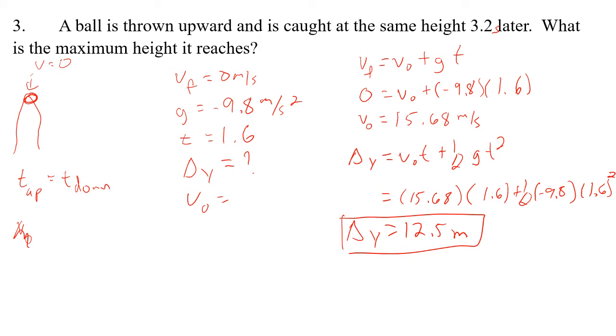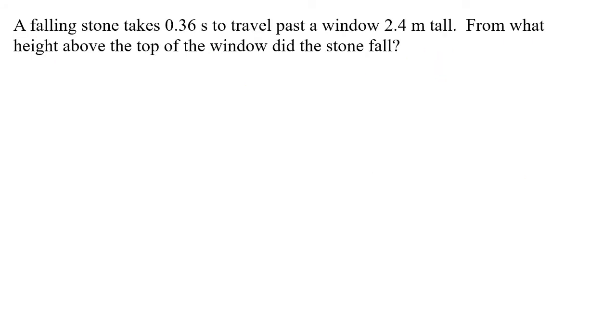All right. Last problem we'll do together here. Number 4. A falling stone takes 0.36 seconds to travel past a window that's 2.4 meters tall. What height above the top of the window did the stone drop? I should say drop, so it falls. It wasn't thrown down or anything like that.